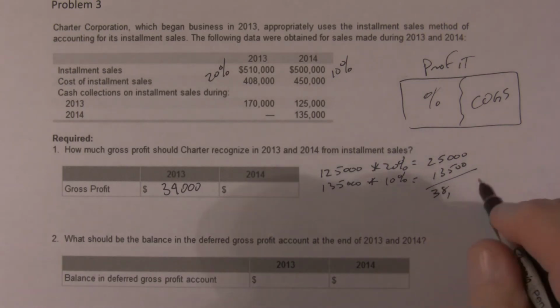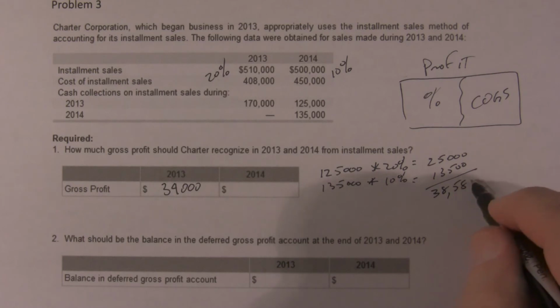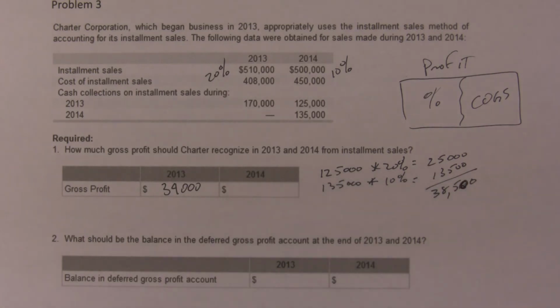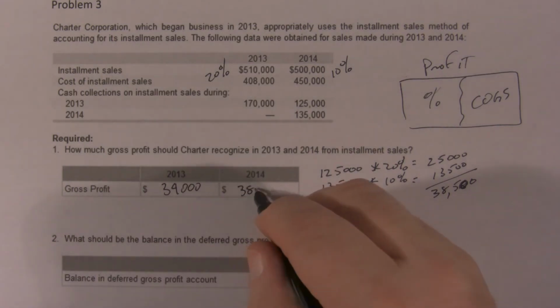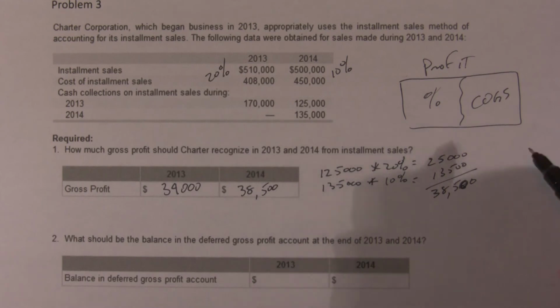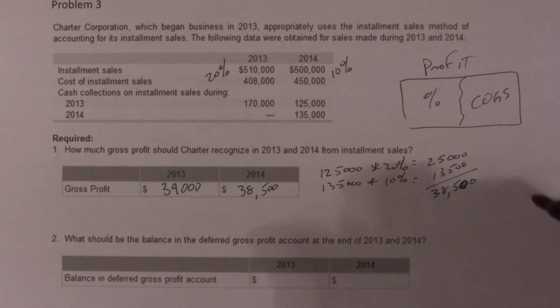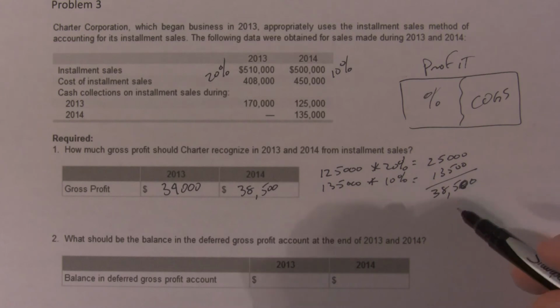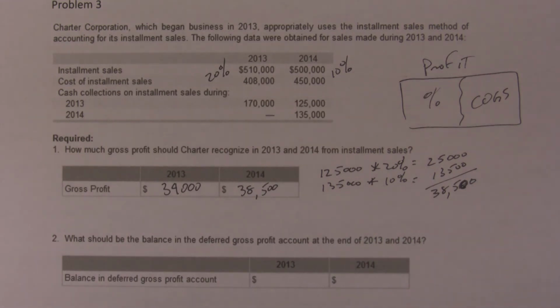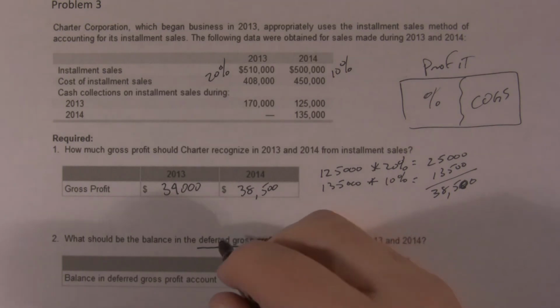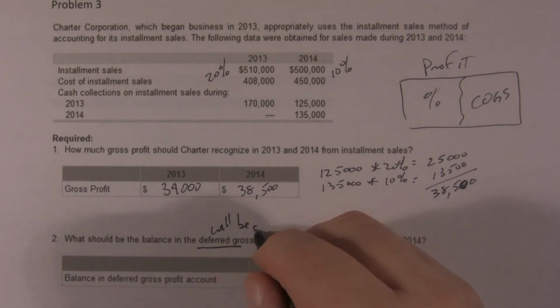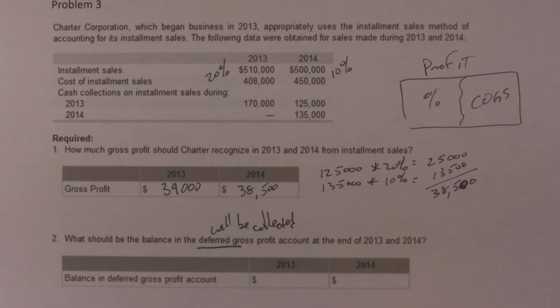So our gross profit that we should recognize in 2014 is 38,500. And if we had 3 years or 4 years or 5 years, we would just keep stretching that out. Now, it's nice to know what we collected. It's also important to know how much is in our deferred gross profit, because deferred means will be collected. So that's where we have to go next.